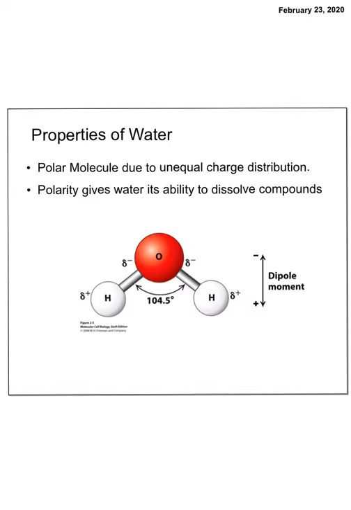So we know that the oxygen is not sharing electrons equally. It's hogging the electrons with the hydrogen, which gives it an overall partial negative charge, which makes the hydrogens overall partially positive. So this molecule has a dipole, making it a polar molecule, right? And because we have this partial negative up here and partial positive down here, it makes it really good at dissolving things that have positive and negative charges.